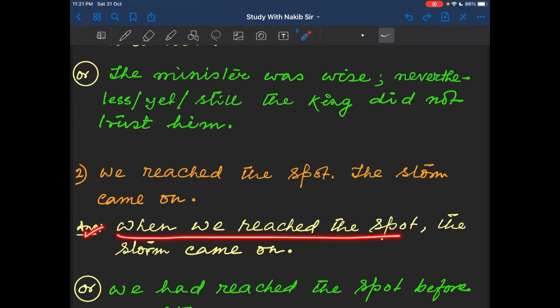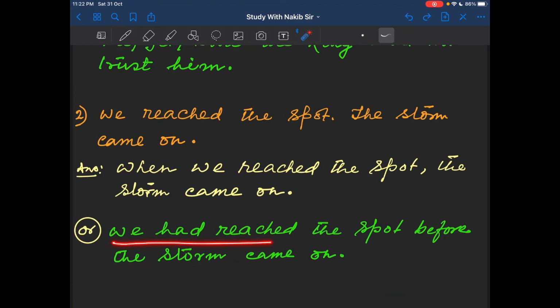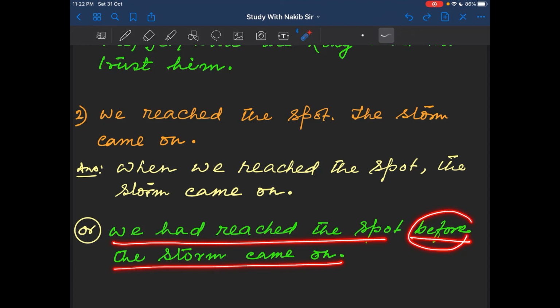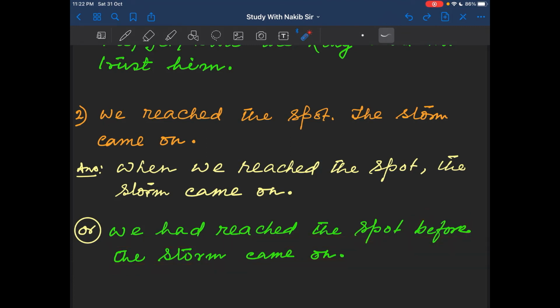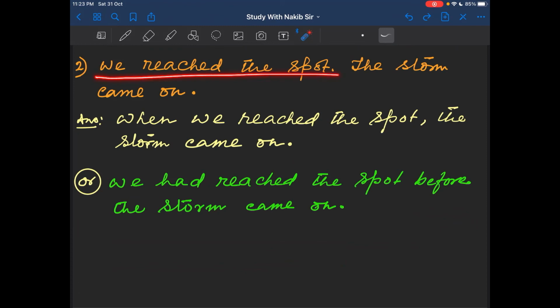See the first combination. When we reached the spot, the storm came on. See another combination. We had reached the spot before the storm came on. Before, a sentence of past perfect tense. So you can combine these two sentences this way by using when and this way by using before. You can choose any one you like, either this or this.